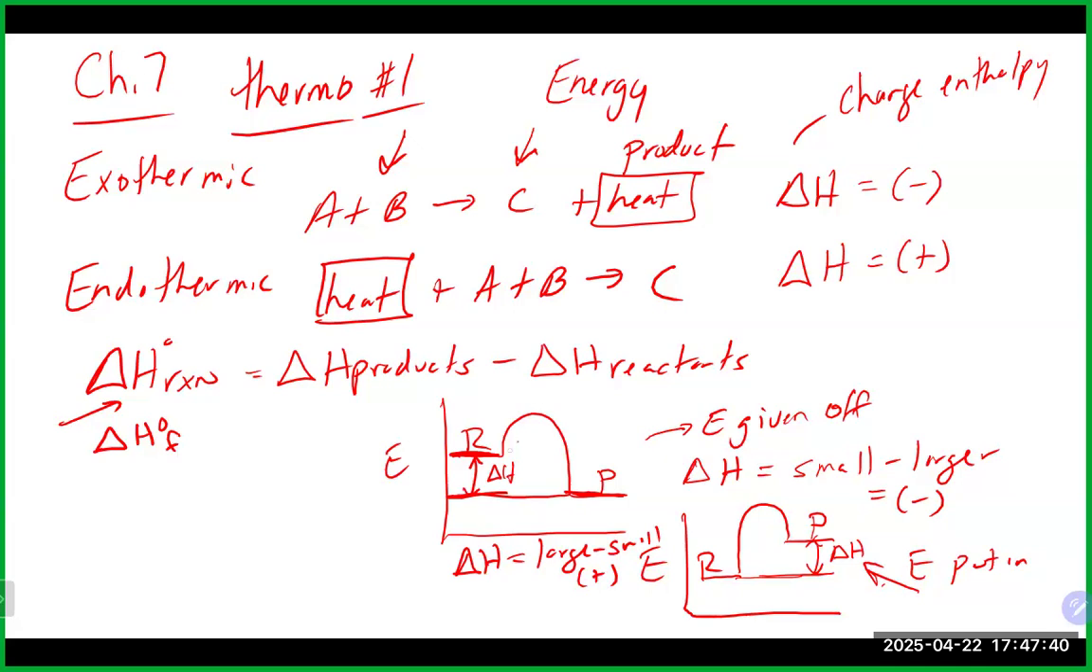Remember, the hill that the reactants have to climb to get to the other side is what is known as the activation energy, or E of A. That is the minimum amount of energy required for a reaction to take place. And as you can see over here, that would be the activation hill.